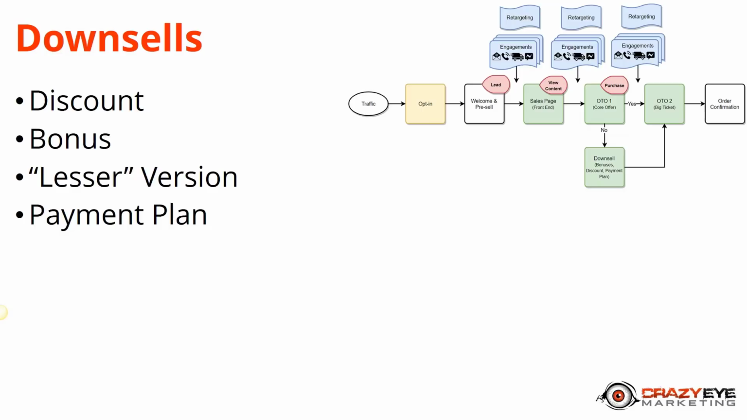Another option could be to just offer a payment plan. So if your OTO number 1's expensive, maybe people don't want to spend $200, $300 right away. But if you break it into 2, 3, 4, 5, 6 payments, they might be more inclined to take you up on your offer.